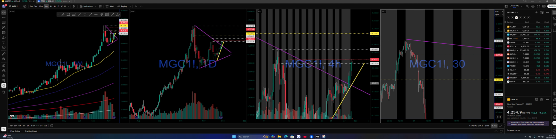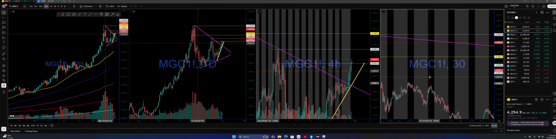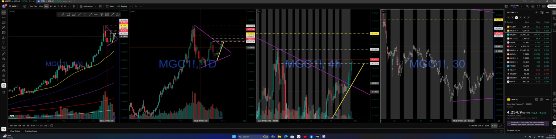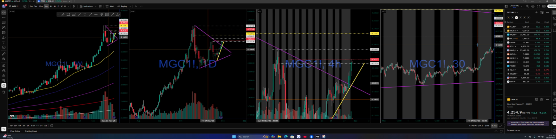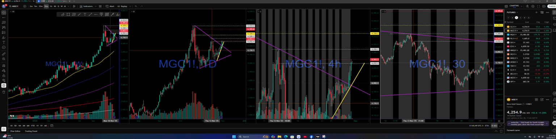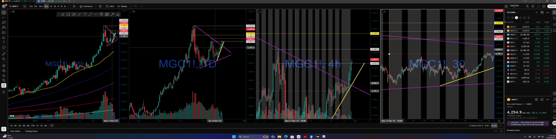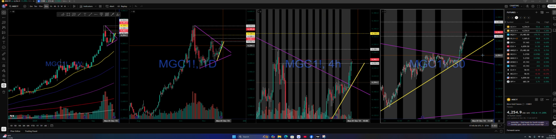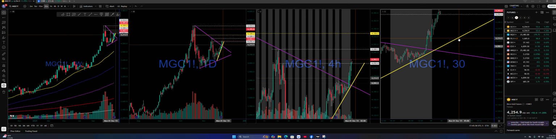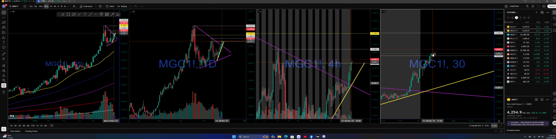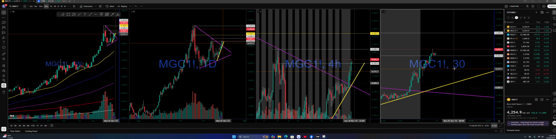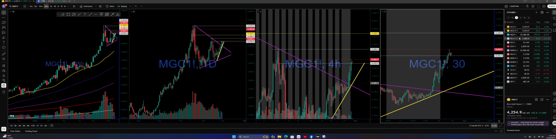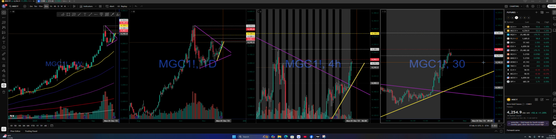So it could set up for a level sweep, fair value gap creation, a lower low on a lower time frame, so a market structure shift, and then a push to the downside. This 30-minute wick off of this resistance level might indicate a short-term pullback, but we have to wait for price to show us what it wants to do. So that's what I'm watching mostly on gold.